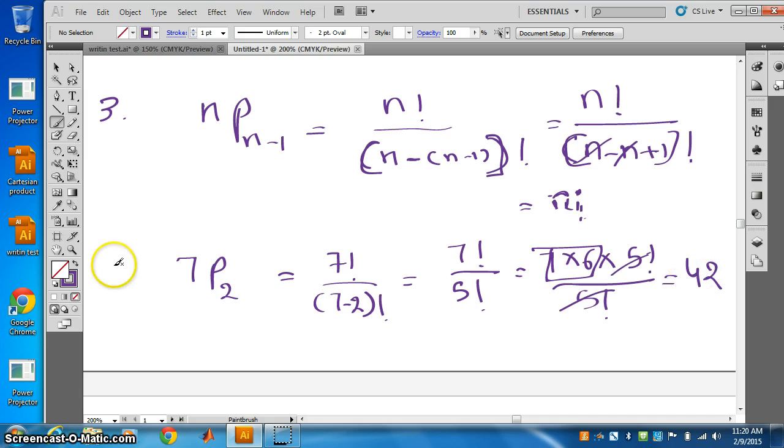And the answer is 42. Now 7P3, the shortcut method. R is 3. Start with 7, 1 less is 6, 1 less is 5. So just write 3 factors and multiply and write the answer: 210. This is a faster way of doing it.